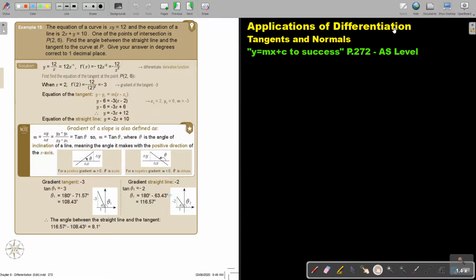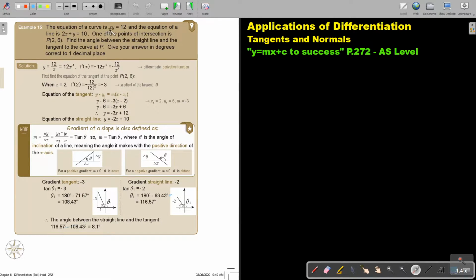Applications of differentiation. In this video, we are going to continue with tangents and normals. We are going to look at a more complicated example, and this is the kind of example that you will find in the examination. You will find this on page 272 in the Namibian AS-Level Mathematics textbook.